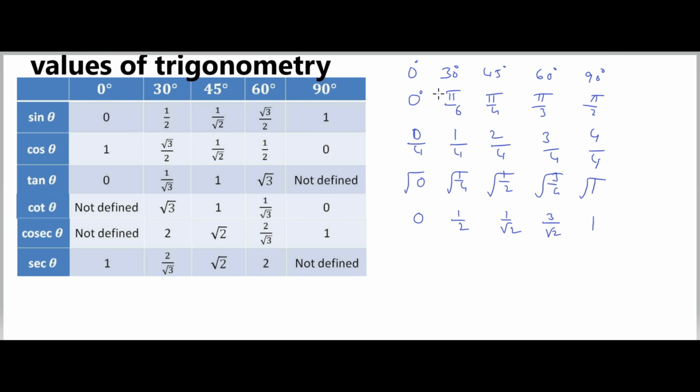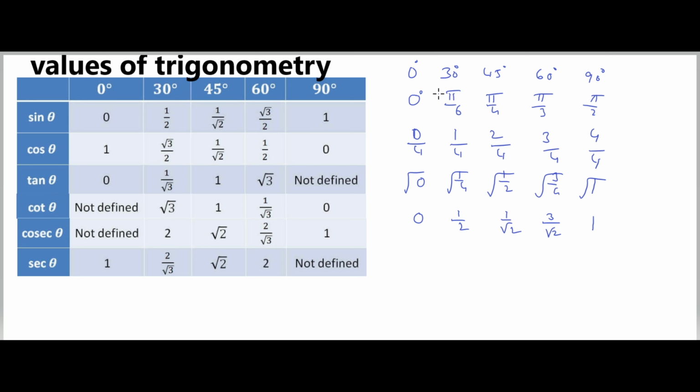These values are taken for sin theta, that is sin 0 degrees is 0, sin 30 degrees is 1 by 2, sin 45 degrees is 1 by root 2, sin 60 degrees is root 3 by 2, and sin 90 is 1.